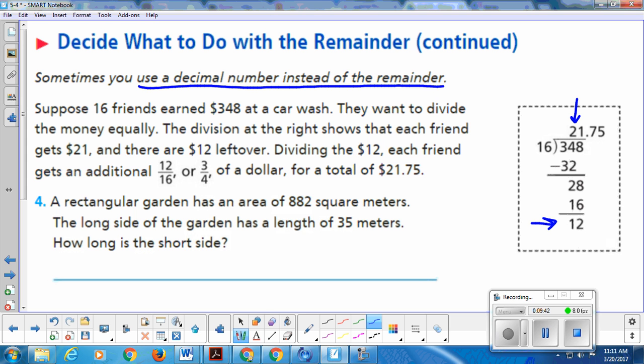Dividing the 12, each friend gets an additional 12/16 or 3/4 of a dollar. How many quarters are in a dollar? 4 quarters in a dollar. So how much is 3 quarters? 75 cents. Are you seeing that?